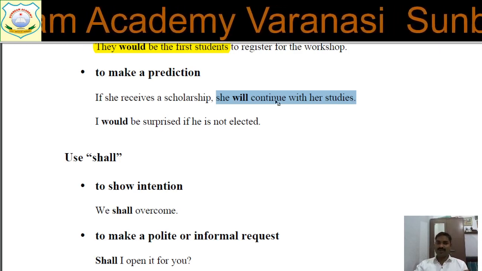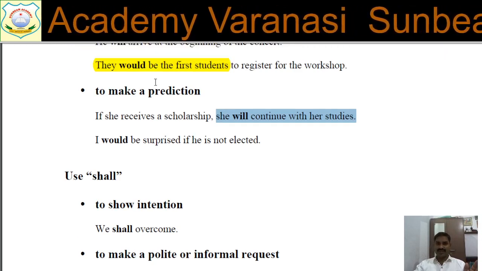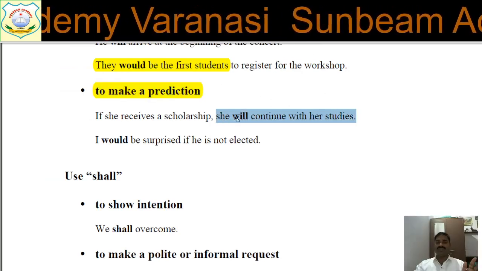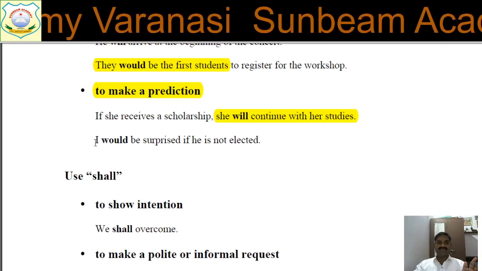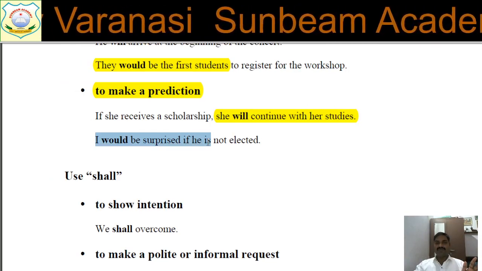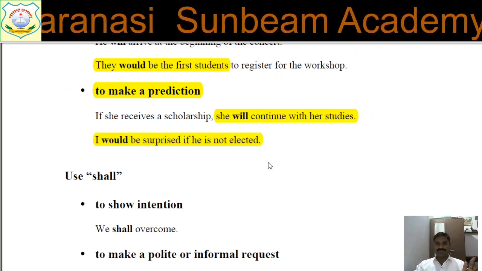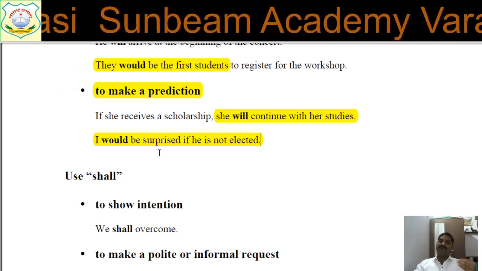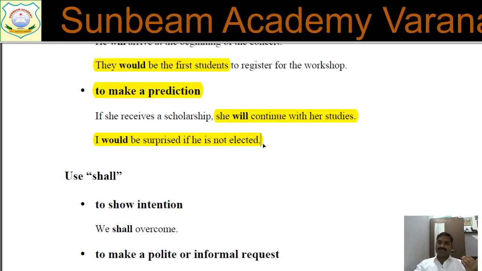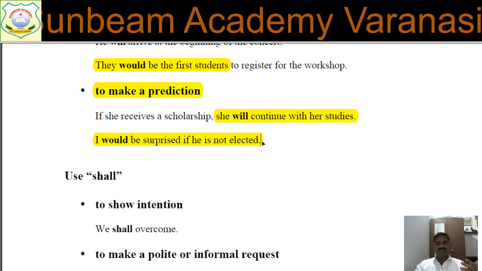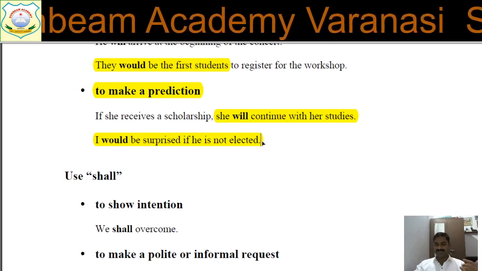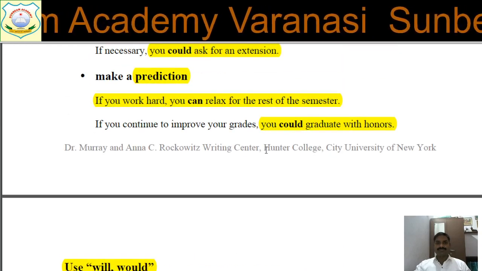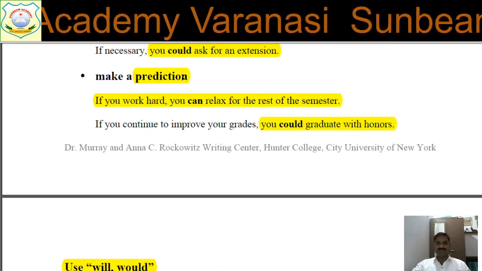So you are talking about future things. You are predicting about the future, but this is associated with future activities. Next is, I would be surprised if he is not elected. So again, would is the past form of will. If he would be elected, if he would not be elected, these things would be a matter of surprise, whether he is elected or not elected. So these are conditional sentences, used here in the form of prediction.